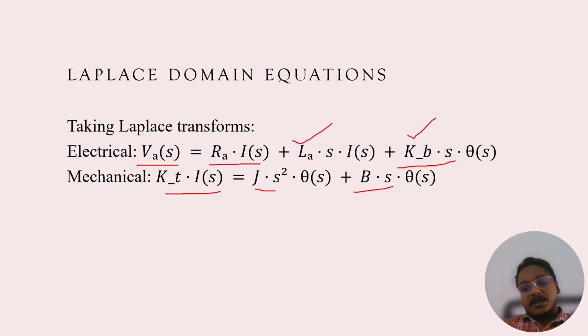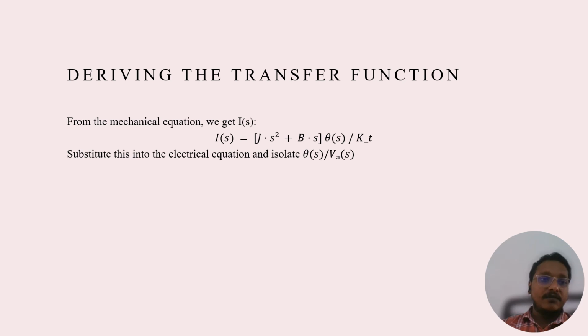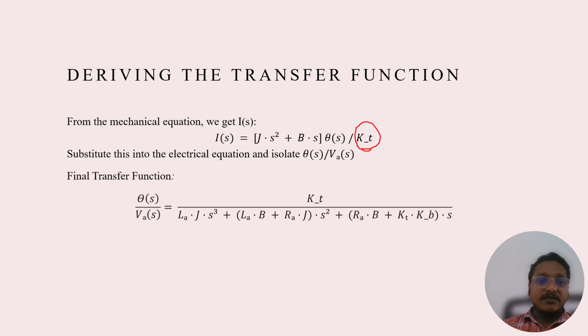Now we need to derive the transfer function. From the first mechanical equation, the Kt i(t) on the left hand side, that Kt will be transferred to the right hand side. Then it will come into the denominator. So the current I(s) will be equal to (J s squared plus B s) theta(s) divided by Kt. When we substitute this I(s) in the equation of theta(s) by Va(s), we will get the final transfer function.